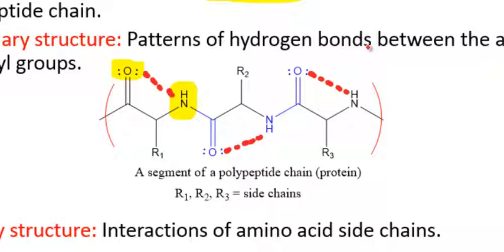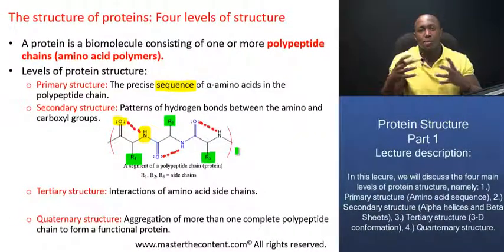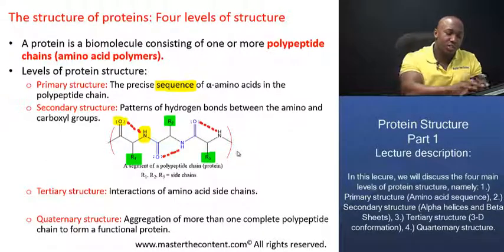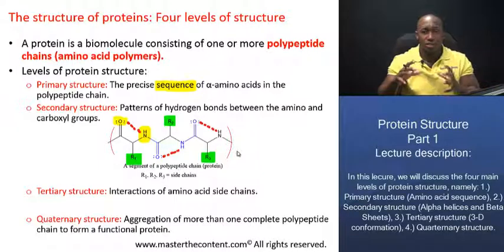Now at the tertiary level, the entire protein, the long polypeptide chain, starts to conform or fold into a three-dimensional shape, and that's caused by the side chains. As you can see here, R1, R2, R3, those would be the side chains in that polypeptide chain. So they can interact, resulting in what we call the tertiary level of structural organization. Now, at the quaternary level, we're basically talking about more than one polypeptide chain coming together to form one complete functional protein. So that pretty much gives you a very basic introduction as far as the four levels of protein structure are concerned.